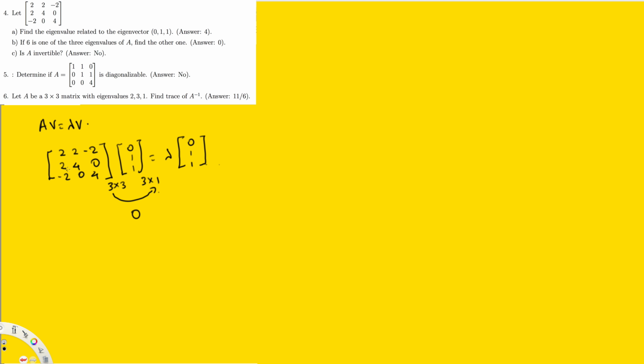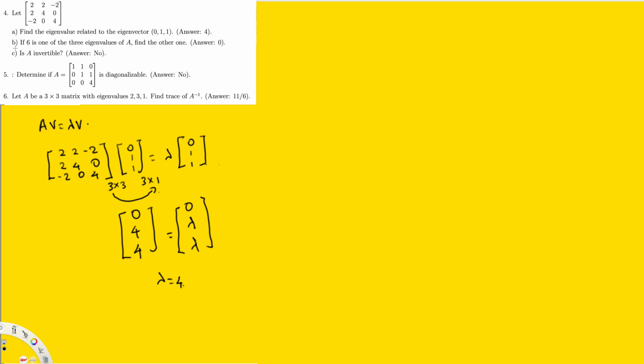And the second entry is 2 times 0 is 0, 4 times 1 is 4, 0 times 1 is 0, so it's going to be 4. And the third row is minus 2 times 0 is 0, 0 times 1 is 0, 4 times 1 is 4. So this is 4. And let's do the multiplication on the other side. Lambda times 0 is 0, lambda times 1 is lambda, and the other lambda times 1 is lambda. Therefore we can say lambda is equal to 4. So this is the answer for the first question.